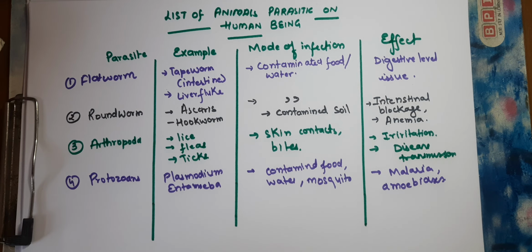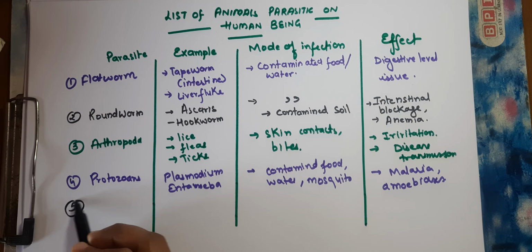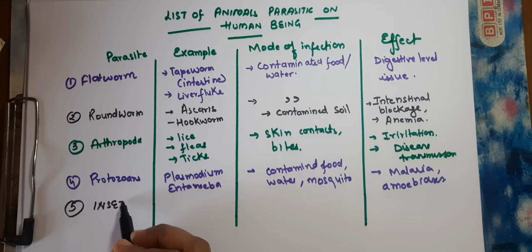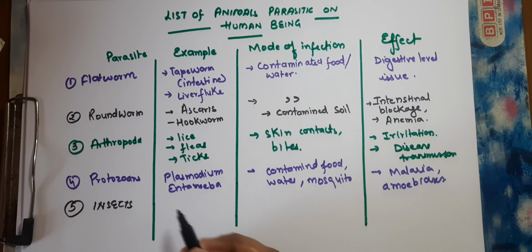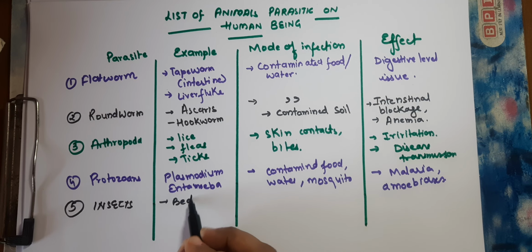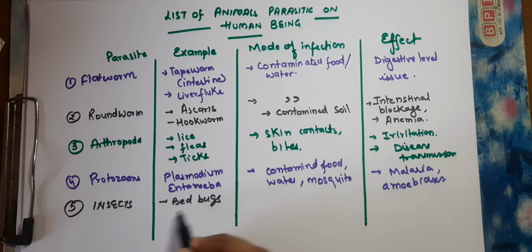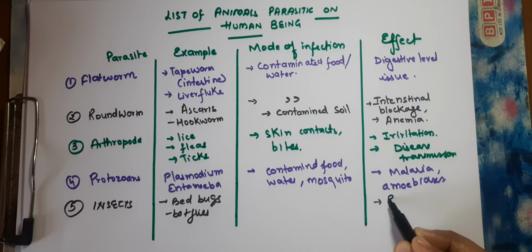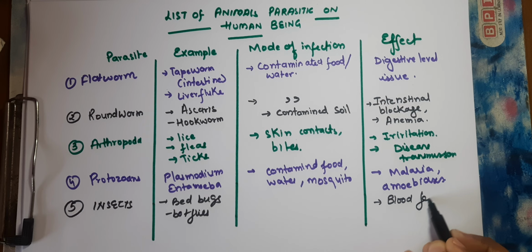The next we are going to discuss is the insects. So insects, we know there are bed bugs or the bot flies. The bed bugs feed on human blood usually at night, and they will cause skin irritation and allergy. So they are blood feeding, and they will cause tissue damage also.